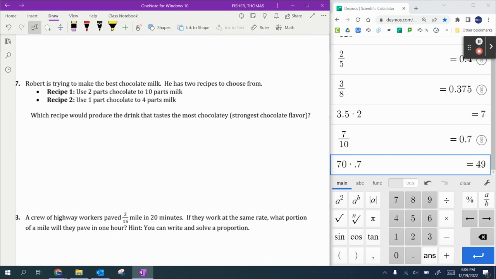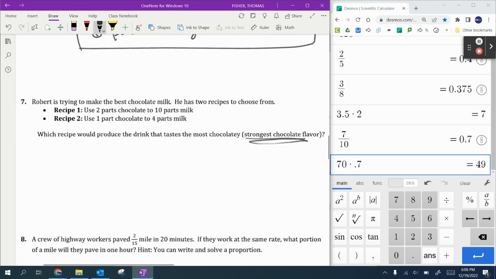For number 7 here, for the chocolatiness, we want the strongest flavor. Many of us just take these numbers and we just simply divide them, and that's not very helpful. So if it's 2 parts to 10 parts, let's always write a fraction first and put your labels on there, please. It makes it so much easier. 2 to 10, so many different ways to do this. What a lot of us do is just simply divide and you get 0.2, but you don't know what that means. And then you do 1 to 4, you divide that, you get 0.25, and then you just kind of pick one. But don't do that, okay?